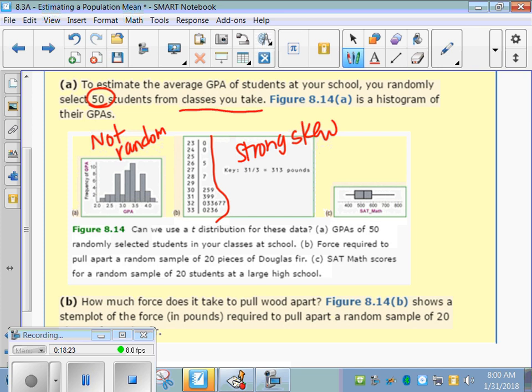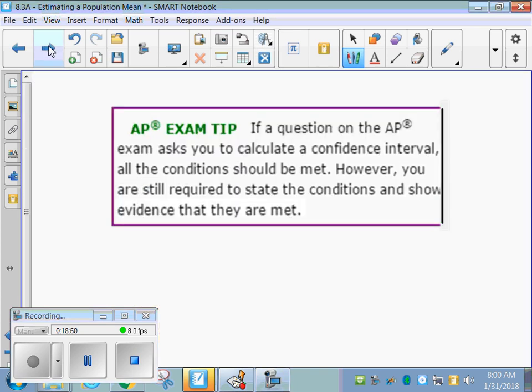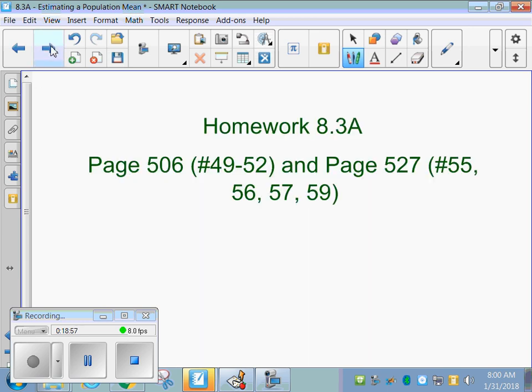All right. And this last one, SAT math scores for a random sample of 20 students at a large high school. What do you guys think? Yes, it is moderately skewed right, which apparently is okay. I agree with you. Everyone got so mad at me last year for this too. They were like, what? You can proceed with caution. Okay? Proceed with caution. So don't forget that if you're calculating confidence intervals, all the conditions have to be met, and you have to state them all. You guys already know that, so we're good to go.